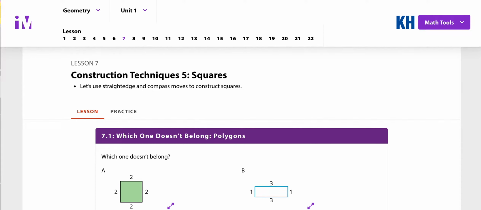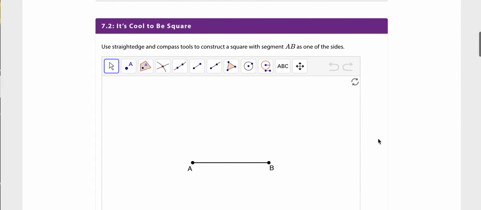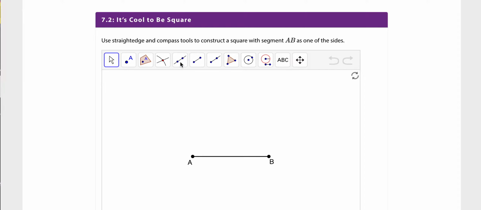Hello, today I'm going to take you through the Illustrative Mathematics geometry lesson from Unit 1, Lesson 7, Constructing a Square. So we'll start at 7.2, "It's Cool to Be Square." And I'm going to do this rather quickly since you'll do it in class as well.